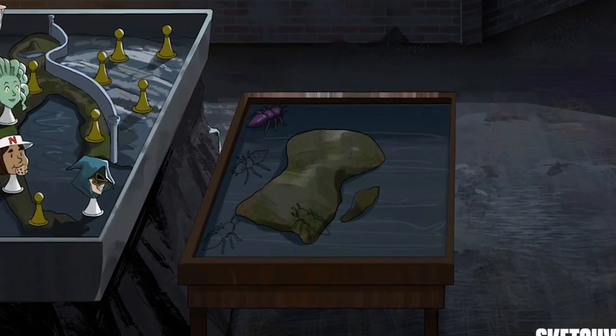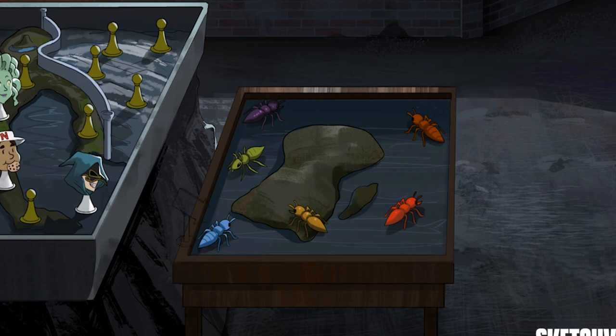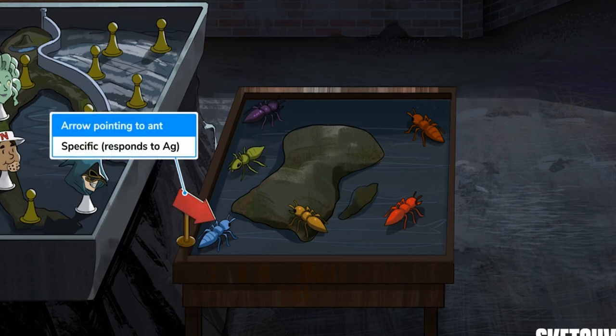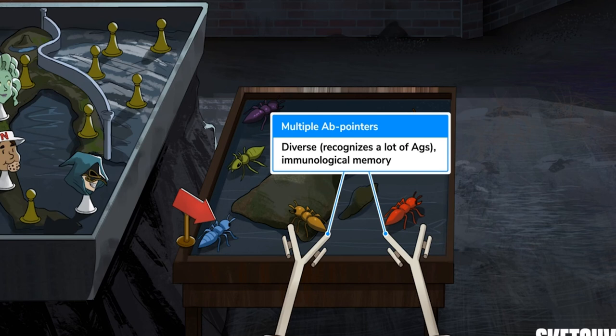The cells of the adaptive immune system respond to a specific part of a pathogen called an antigen that's represented by these ants. I guess they hadn't invented window screens in the Middle Ages. But see how each ant is a little different? Unlike the innate immune system, which responds to those non-specific patterns, the adaptive immune system can recognize each one of these antigens, which makes it specific. But these cells can also recognize a lot of antigens, like a lot, which makes the adaptive immune system super diverse, as demonstrated by these various antibody pointers pointing to multiple ants.